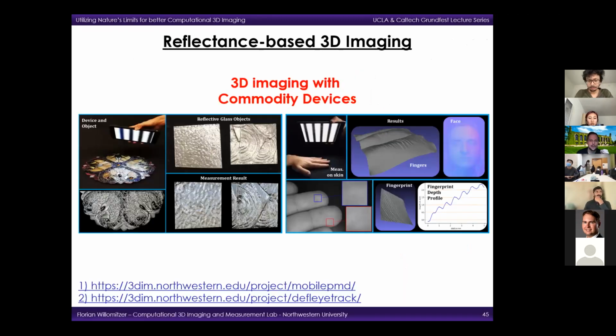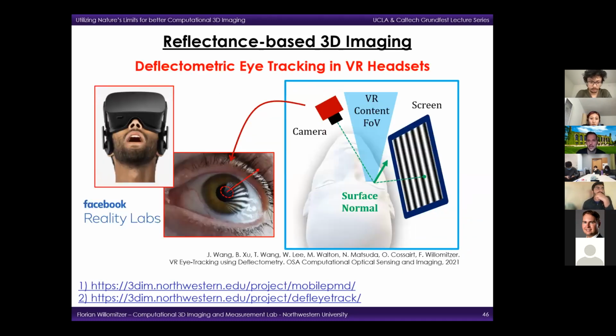These are our reflectance-based 3D imaging systems. These systems can be implemented in commodity devices like tablets, for example, what you see here. They even allow for the measurement of specular objects like glass. I know this might be very interesting for some of the UCLA students here in the audience. I should also say that in a project in collaboration with Facebook Reality Labs, we use a similar principle for precise eye tracking in virtual reality headsets. As I said, I need to direct you to our website for further information, unfortunately, because the time is a little bit too short.